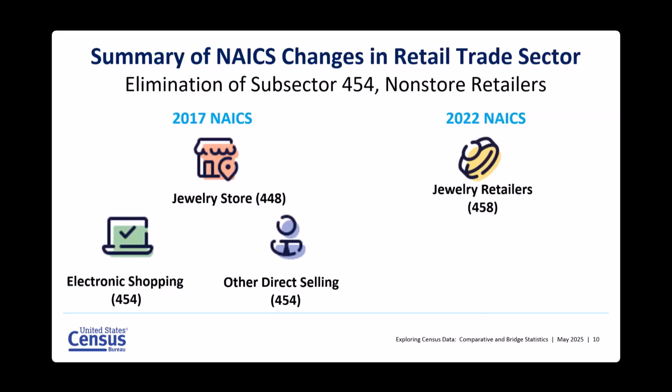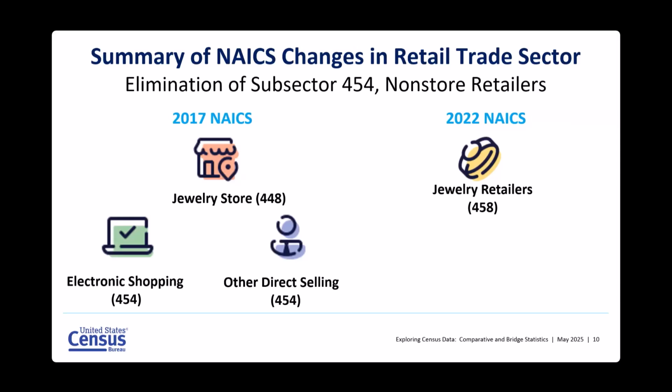Now we will begin to discuss some of the key changes to NAICS for 2022 for the retail trade sector. The most significant change in the retail trade sector involves the elimination of the store-non-store distinction, resulting in significant restructuring of the sector. 2017 NAICS industries for electronic shopping and mail order houses, vending machine operators, fuel dealers, and other direct selling establishments formerly classified in subsector 454 non-store retailers were reclassified, resulting in the elimination of this subsector.